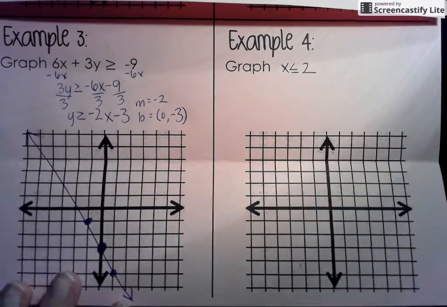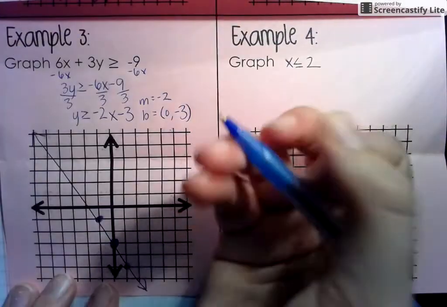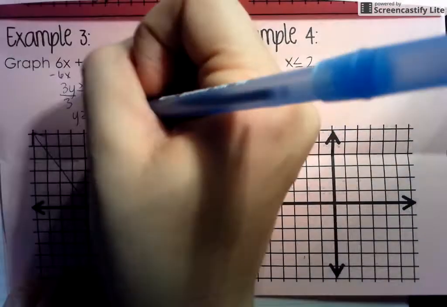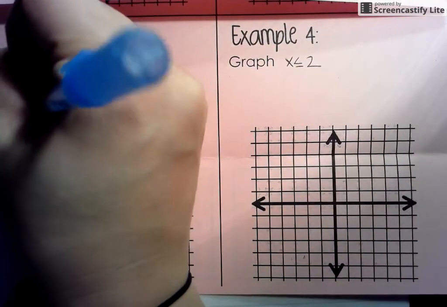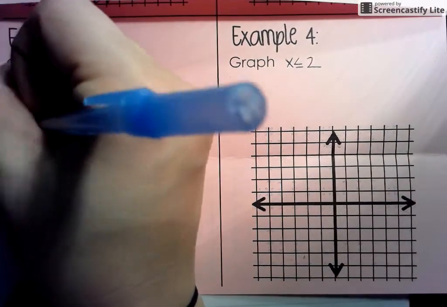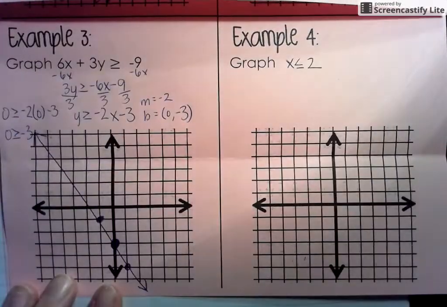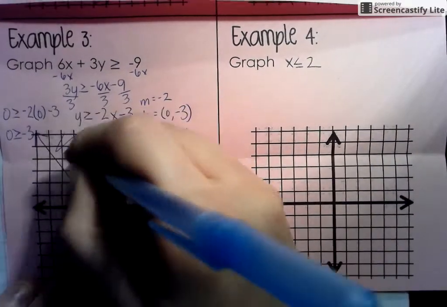Now we're going to figure out by checking. We want to pick a point to the left or to the right. In this case, I'm going to choose 0, 0. It doesn't matter which equation you use. You can use either. So I'm going to use this one. So I have 0 is greater than or equal to negative 2 times 0 minus 3. So is 0 greater than or equal to negative 3? Yes, it is true. So I'm going to shade on the top half.